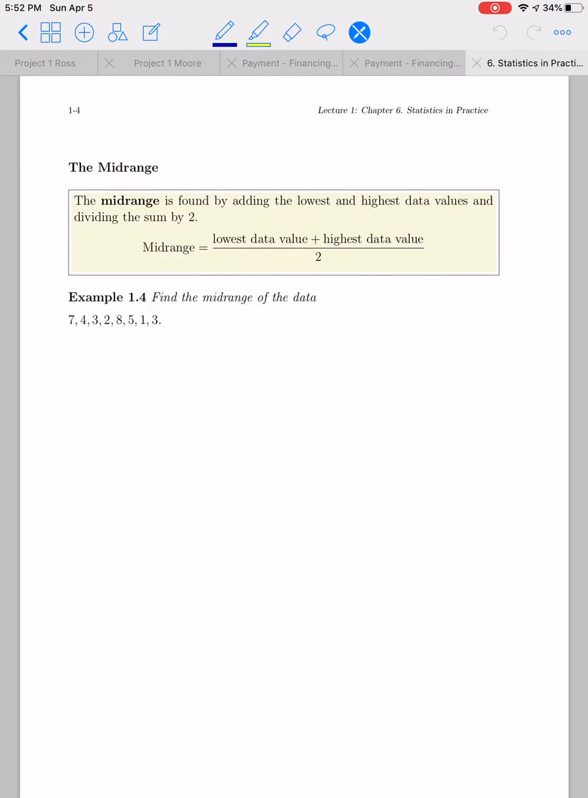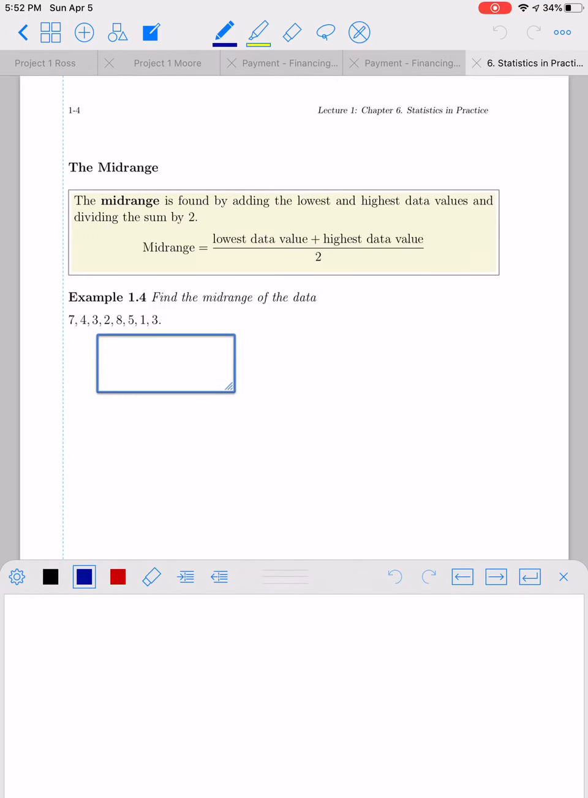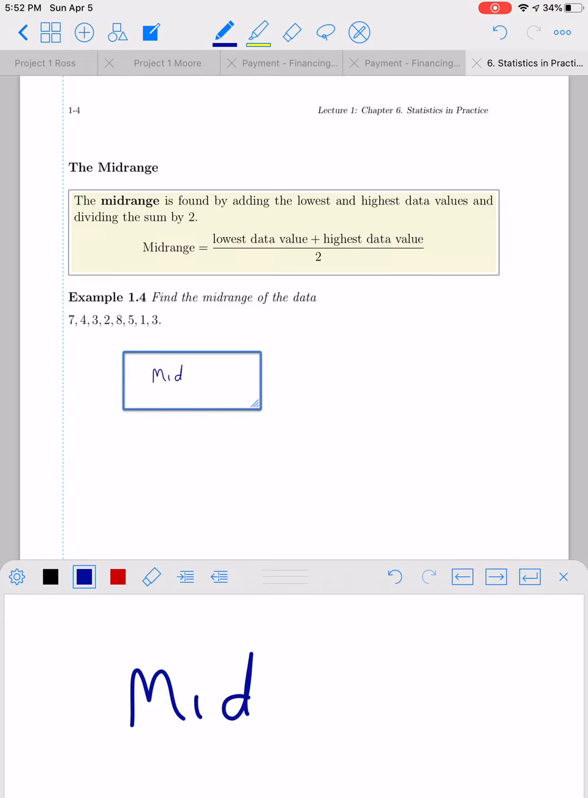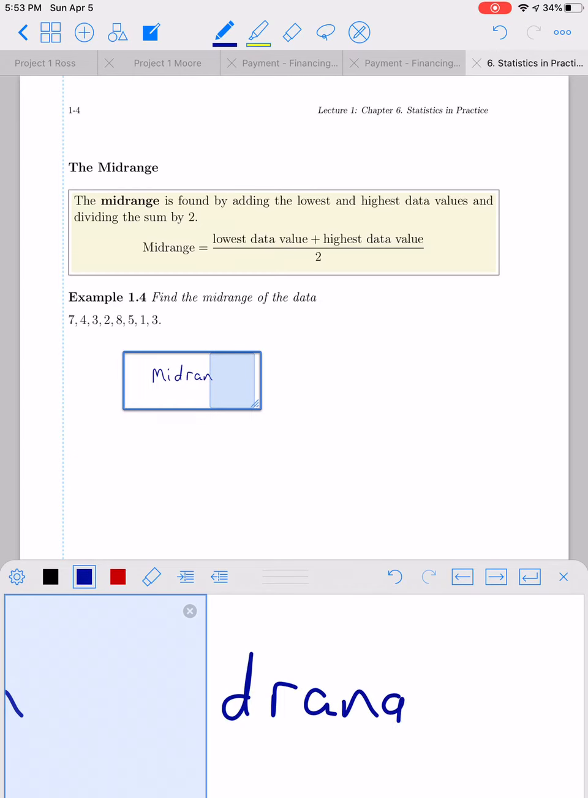All right. So the mid-range. The mid-range is sort of an approximate mean, or a poor man's average, is the way to think about it. It's just quick and possibly convenient to use as a way of calculating average values. The mid-range is the lowest data value plus the highest data value divided by 2. So to use the formula, write it down together.